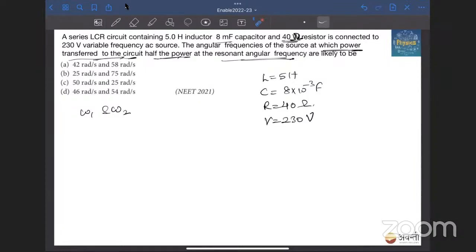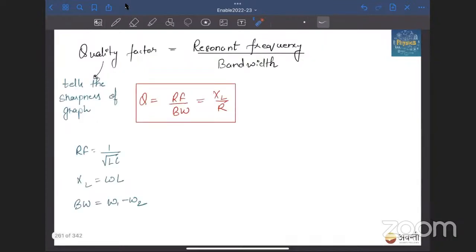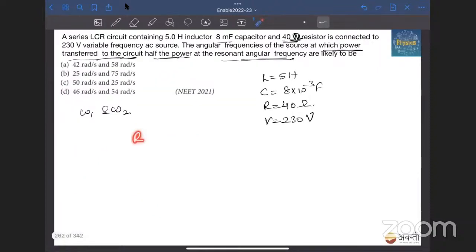Chalo. So options are also given. Look here. If I want to find the bandwidth, I just told you the formula. This is the formula. We will use this. So resonant frequency upon bandwidth is equal to XL by R. Now, what is the resonant frequency? Let's say it is omega naught. Bandwidth is bandwidth only. XL is omega naught L and R is R.